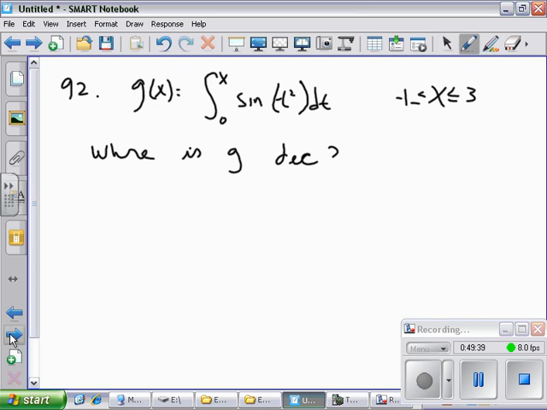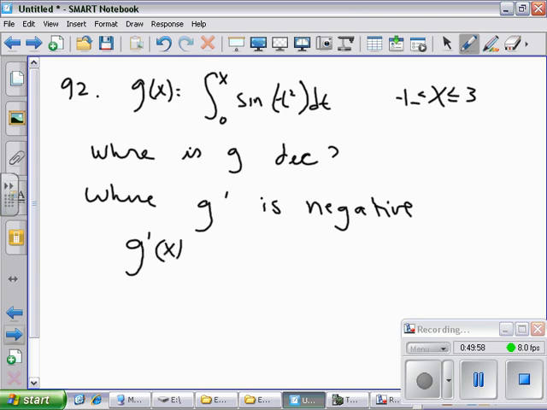So we have to find out, first of all, what g prime is. So you have to know how to take the derivative of one of these things. And then we'll find out where g prime is negative. This one's easy because it's just 0 to x. But in general, to find the derivative, it's the derivative of the upper, plug the upper into t, minus the derivative of the lower, plug the lower in. But this is just from 0 to x.